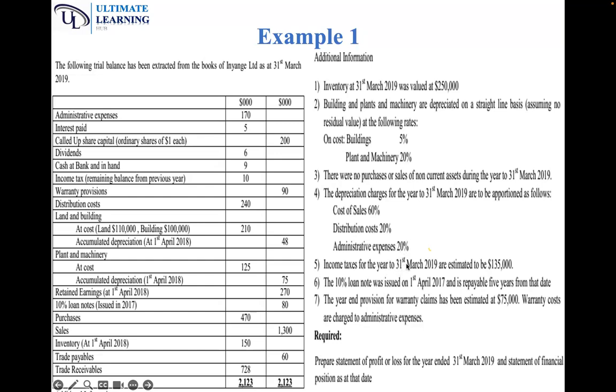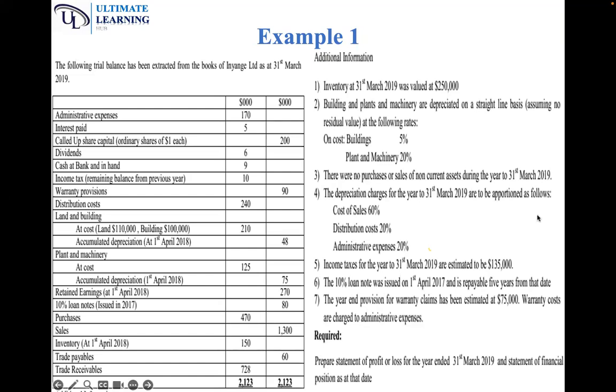Income taxes for the year to 31st March 2019 are estimated to be 135,000. So this is the estimate of tax for the year, and then we agreed that you check in the trial balance, and if you find the amount is on the debit side, we said it's an underestimation. If it's on the credit side, it's an overestimation. Point number 6, the 10% loan notes was issued on 1st April 2017. So the loan was issued 2 years before the year end.